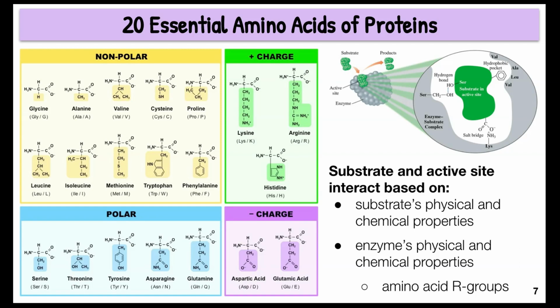Similarly, lysine here at the bottom has a positively charged R group, which interacts with the negatively charged group on the substrate. And lastly, valine, alanine, leucine, and valine are all nonpolar, and they interact with this hydrophobic molecule on the surface of the substrate. Due to these non-covalent interactions between the substrate and the enzyme, we form the enzyme-substrate complex, which stabilizes the enzyme and the substrate to allow for a chemical reaction to take place.